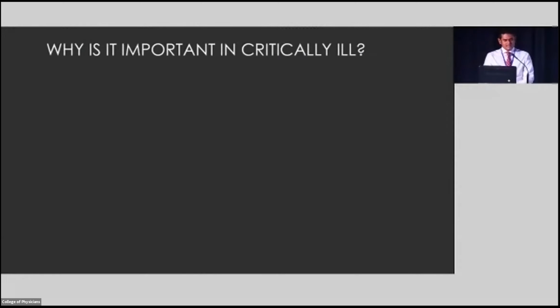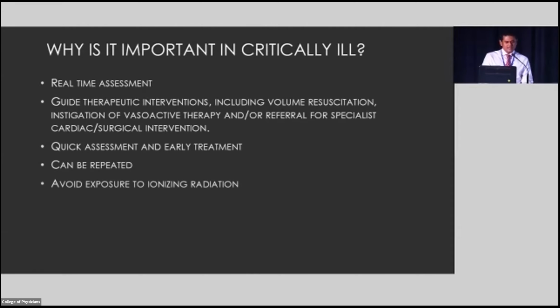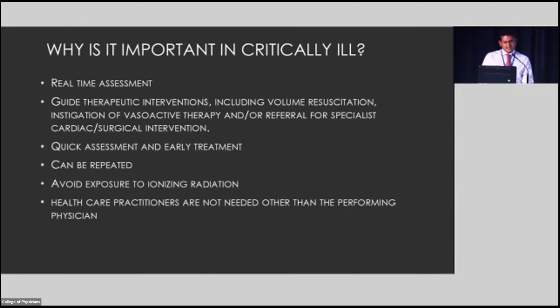So why is it important, especially in critically ill patients? It's a real-time assessment, and it guides therapeutic interventions, including volume resuscitation, initiation of vasoactive therapy, or if you want to refer to a specialist, maybe a cardiac colleague, or maybe for a surgical intervention, so you can get a clue. It's very quick and guides early treatment. Other advantages: it can be repeated, it avoids exposure to ionizing radiation, healthcare practitioners are not needed other than the performing physician, and it's easy to learn.